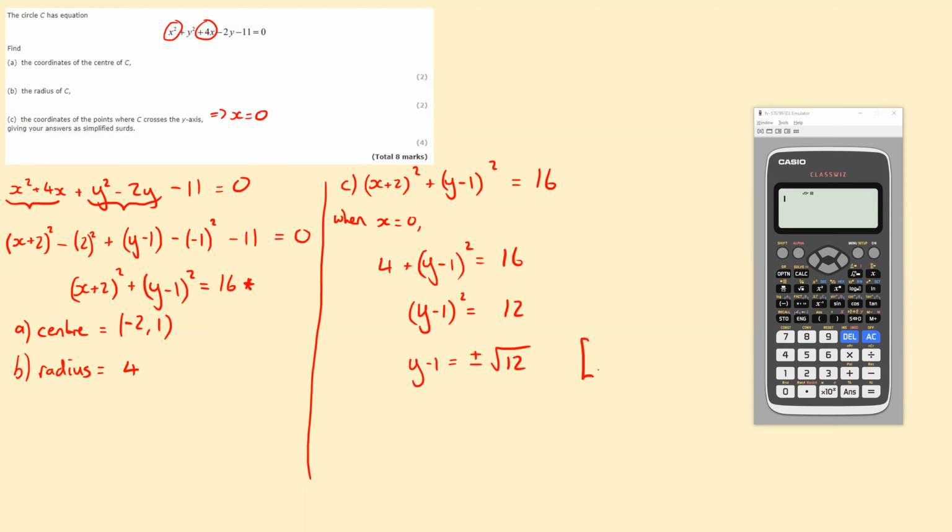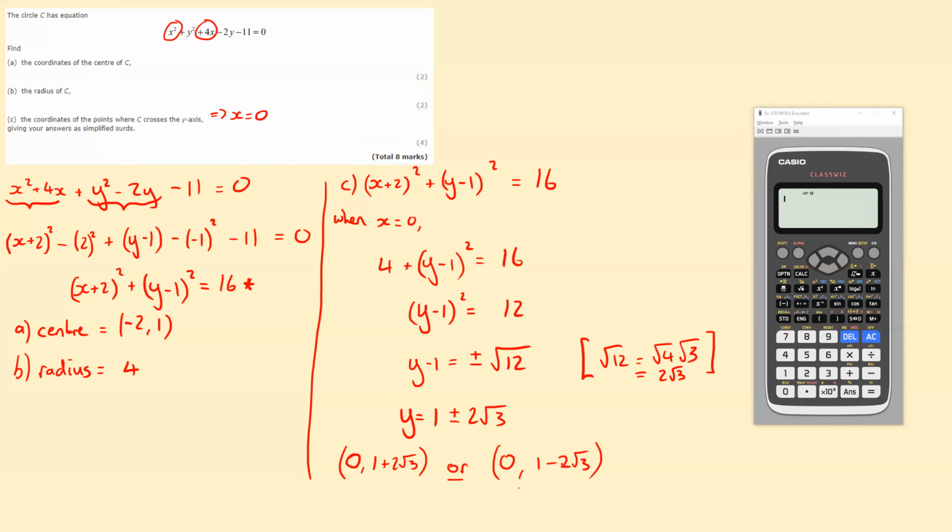Now, you might recognize that the question asks for simplified surds. Root 12 is root 4 times root 3, which is 2 root 3. I'm going to simplify that as well. So y equals 1 plus or minus 2 root 3. So my coordinates themselves are going to be 0, 1 plus 2 root 3, or it's going to be 0, 1 minus 2 root 3. And they're going to be the two coordinates that I'm looking for.